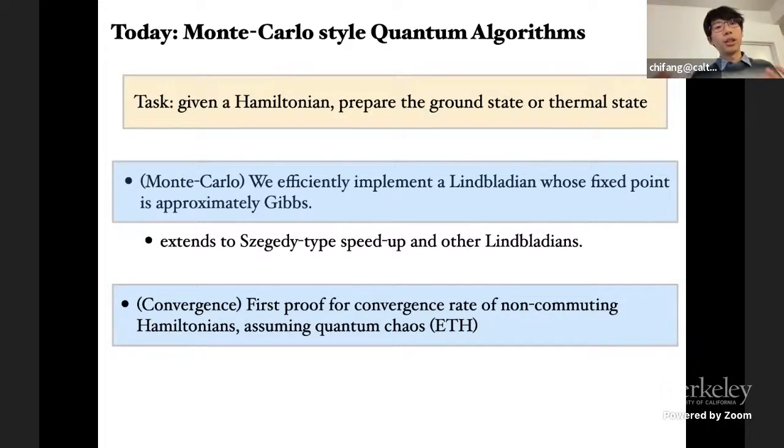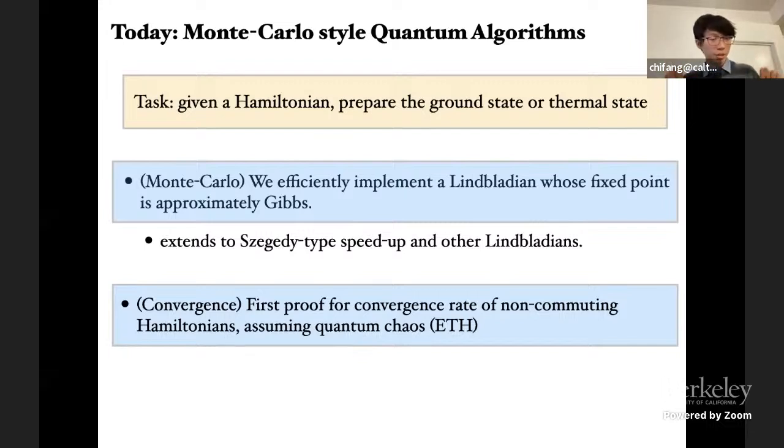Okay, so let's finish the second part of my talk. Let me quickly summarize. Today we gave a proposal of Monte Carlo style quantum algorithms. The task we want to solve is to prepare a thermal state of quantum Hamiltonians. Let me reiterate the main findings. In the first part, we give a Monte Carlo style algorithm in the form of Lindbladians. These are continuous quantum Markov chains with a guarantee that the fixed point is approximately the Gibbs state. You get errors because energy is uncertain.